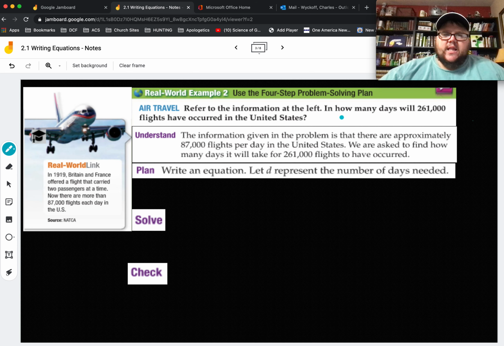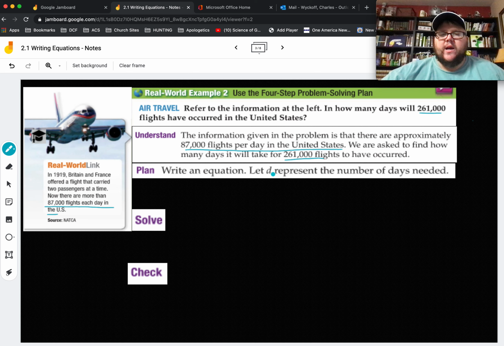Refer to the information at the left. In how many days will 261,000 flights have occurred in the United States? So in 1919, Britain and France offered a flight that carried 2 passengers at a time. Now there are more than 87,000 flights each day in the U.S. So the information given in the problem is that there are approximately 87,000 flights per day in the U.S. We are asked to find out how many days it will take for 261,000 flights to have occurred.